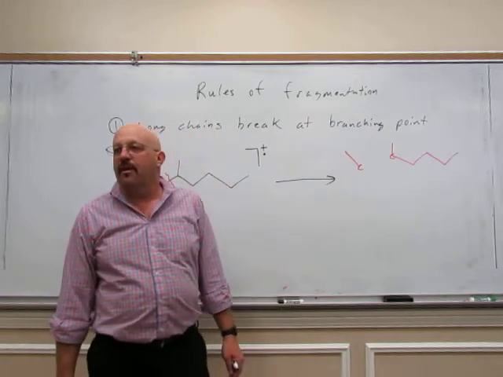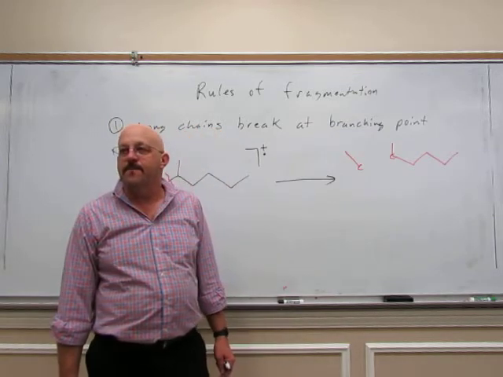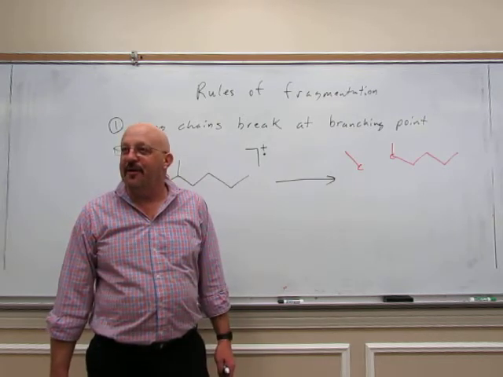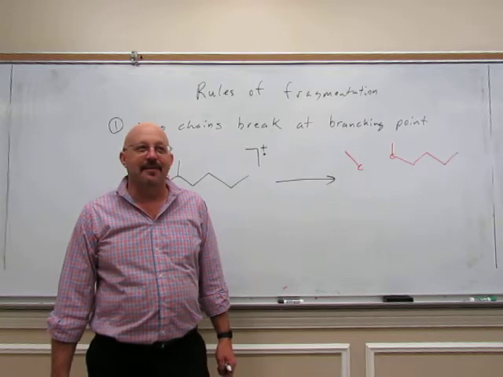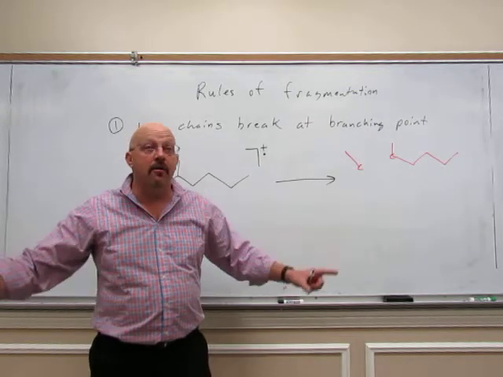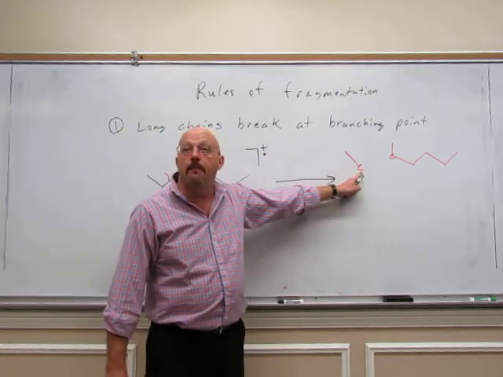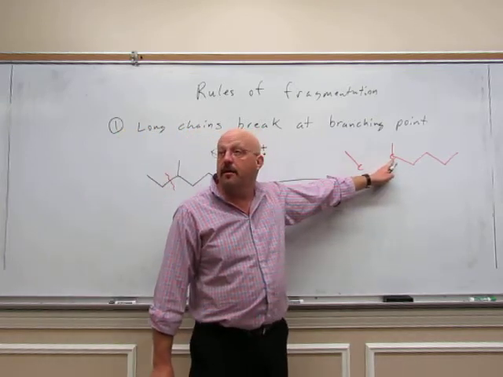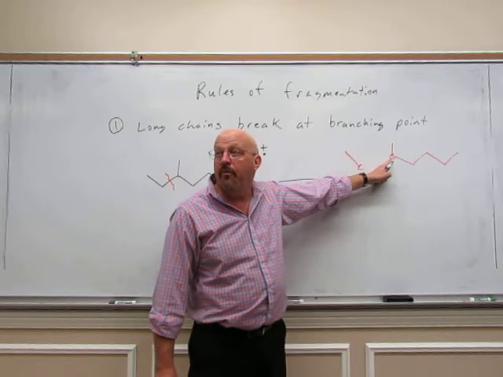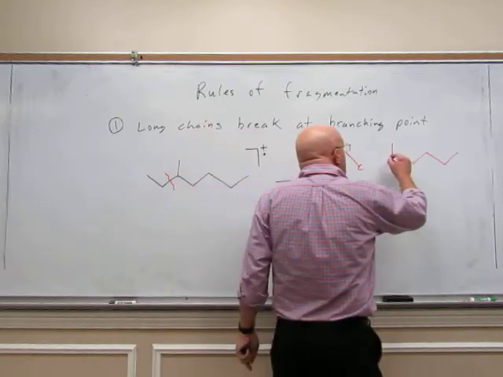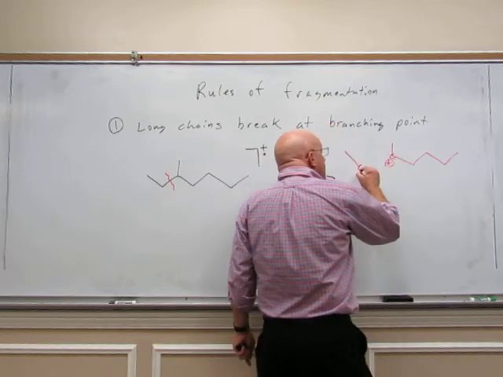Now which one's going to be the cation? The larger one, because it's going to be more stable. Exactly. You were listening to me. Somebody's listening. I said all that matters is the stability of the cation. If I put the cation here, it'd be primary. If I put it here, it's secondary. I want that secondary. That's more stable. So that's where the cation is going to go. The other one would be the radical.